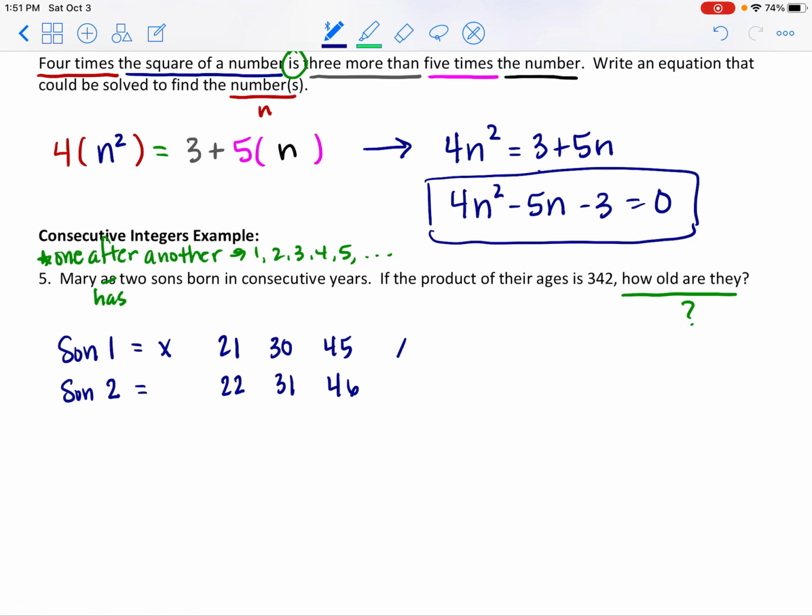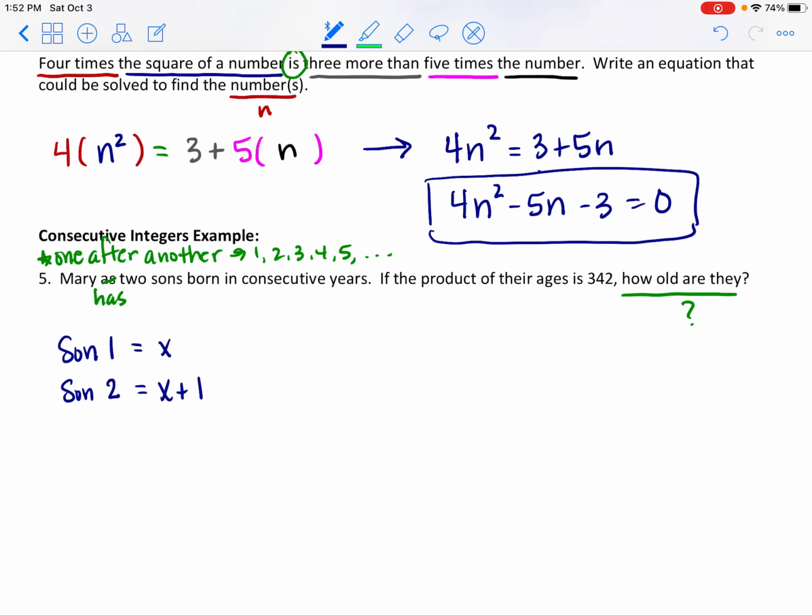So if the first son is X years old, how old is the next son? Well, to get from 45 to 46, or 30 to 31, or 21 to 22, we're just adding 1. So X plus 1 would have to be his age. So if they're consecutive, they're 1 more every time we go down the list. So we're going to call the second son's age X plus 1.